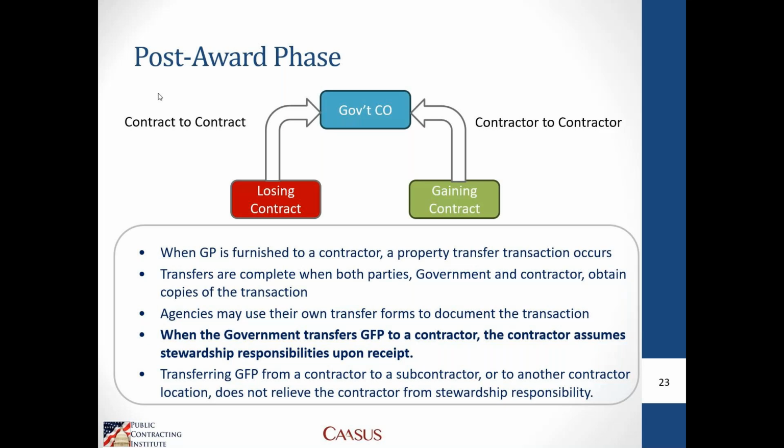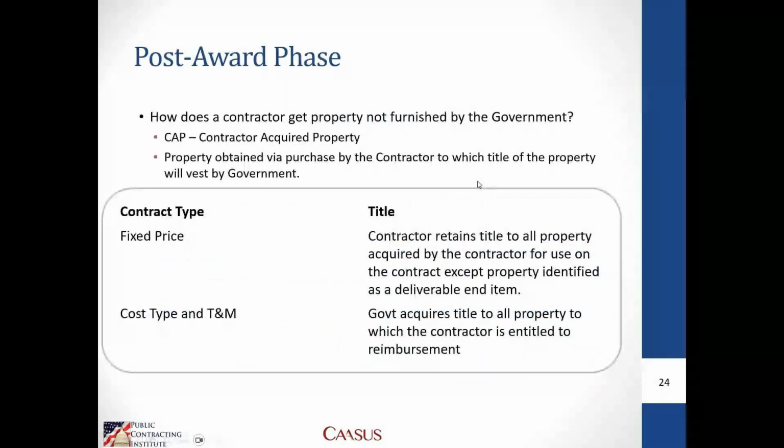So there's always a one-to-one relationship when it comes to contracts and government property, in that they're reportable via only one contract. So we talked about losing contract and gaining contract and the transfer of government property. But it's important to understand the contract type when you're determining whether contractor acquired property is in fact government property or not.